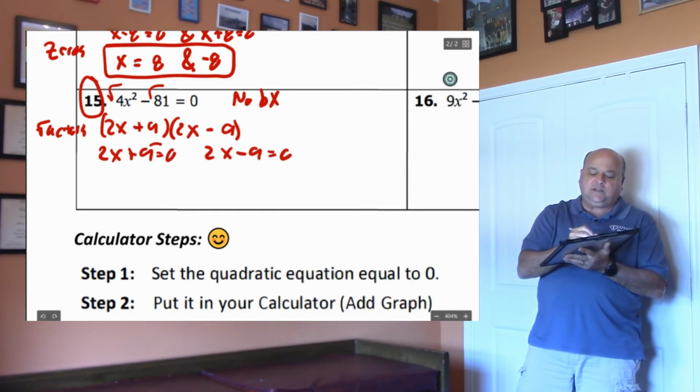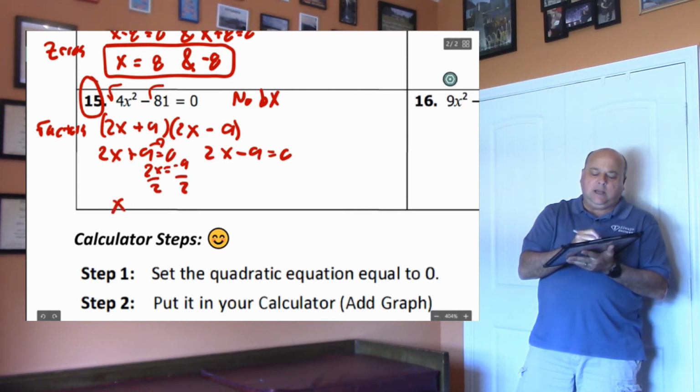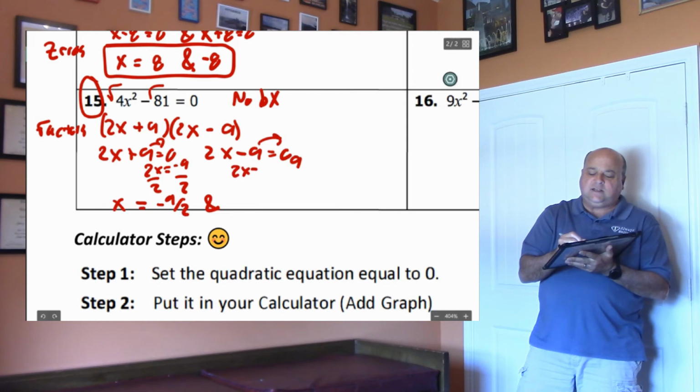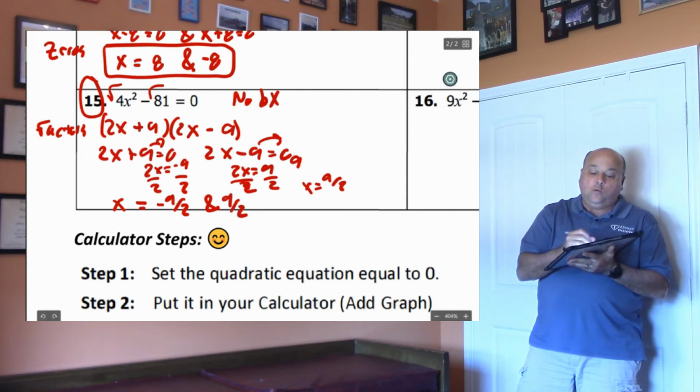and solve for x, so I'm going to move the 9 over. I'll have 2x equals negative 9. Divide by 2. I'll get x equals negative 9 over 2. And move the 9 over, I'll get 2x equals 9, divide by 2, and I'll get x equals 9 over 2, won't I? Which is going to be 4.5.